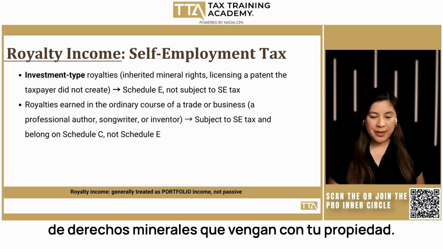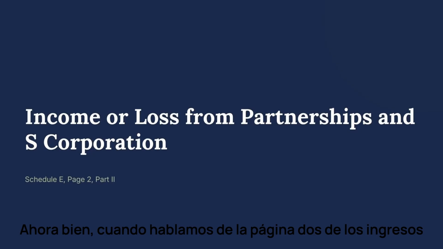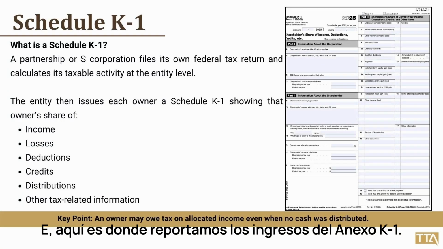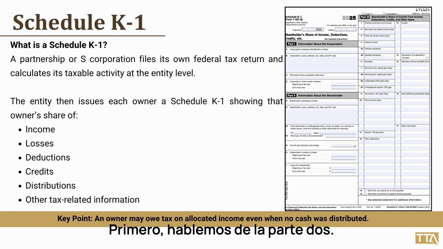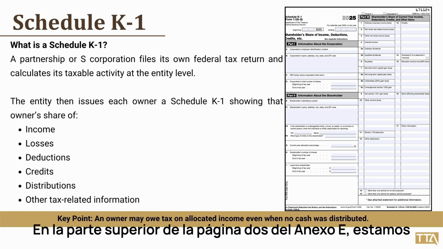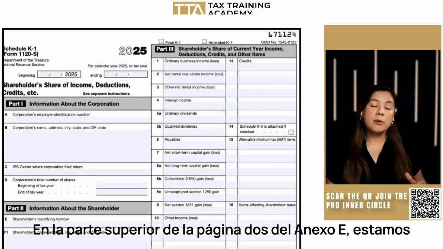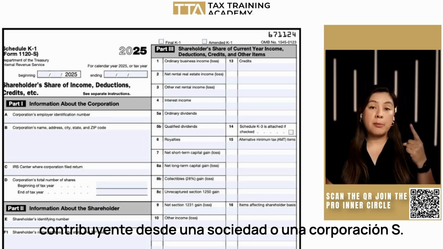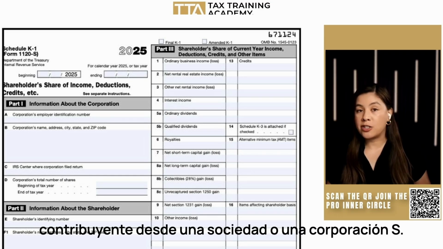Now, when we talk about the income or losses reported on page 2 of Schedule E, this is where we report the Schedule K1 income. First, let's talk about part 2. At the very top of page 2 of Schedule E, we are reporting the Schedule K1 that gets reported to our taxpayer from a partnership or an S corporation.